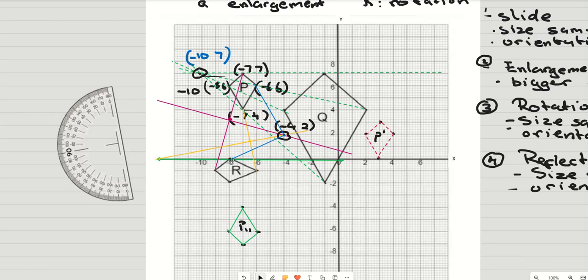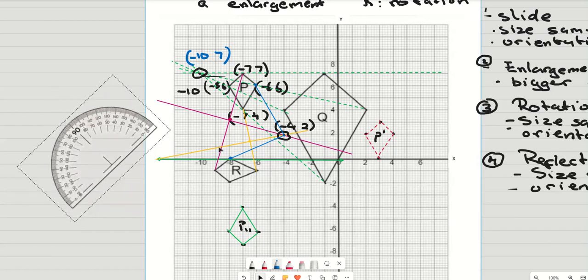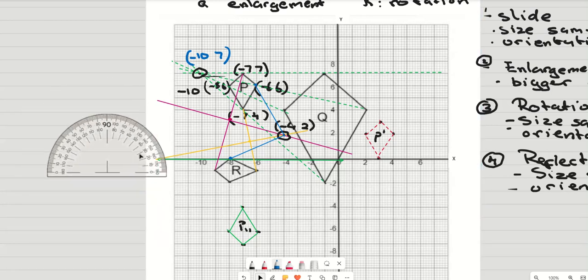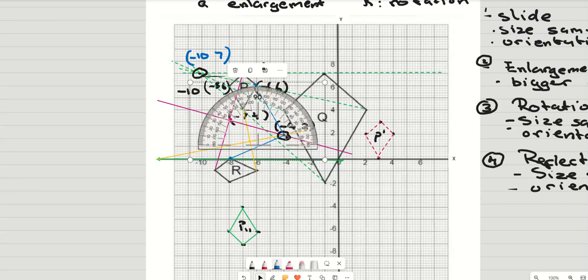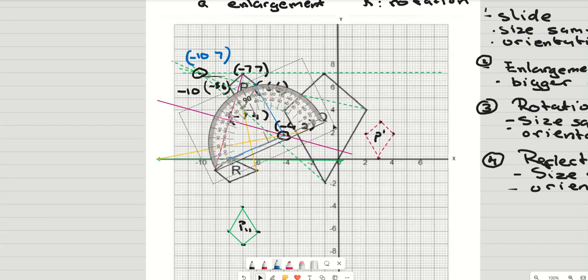Right? So this point here, let me put it in blue so you can see. This point here corresponds with this point here. So you're going to draw those two and connect it by the center of rotation. Then you are going to use your protractor and you're going to line up that long line. Just line it up.